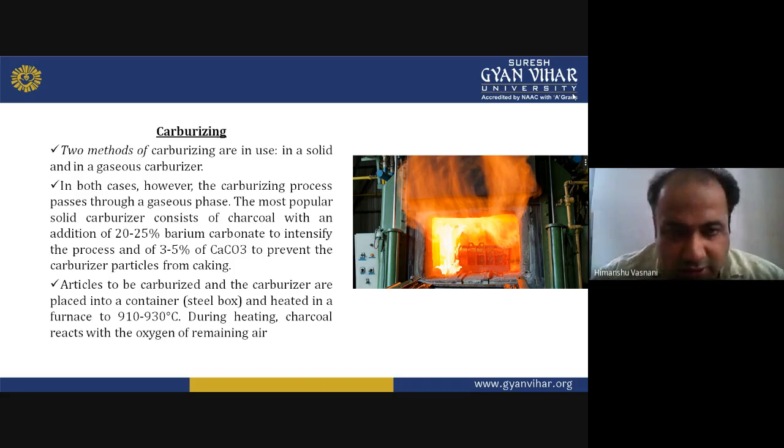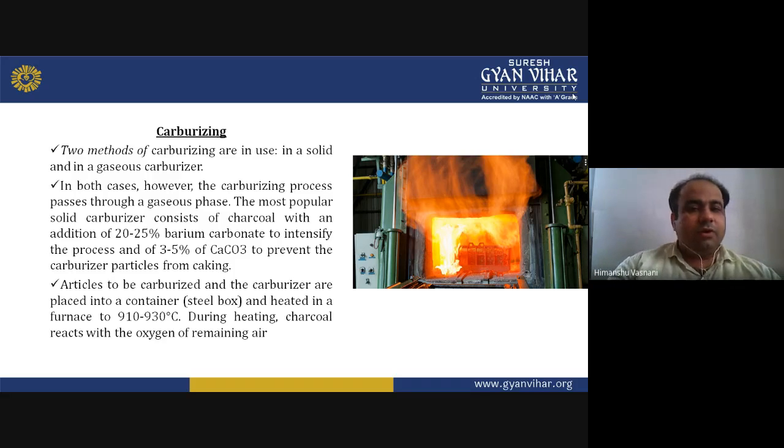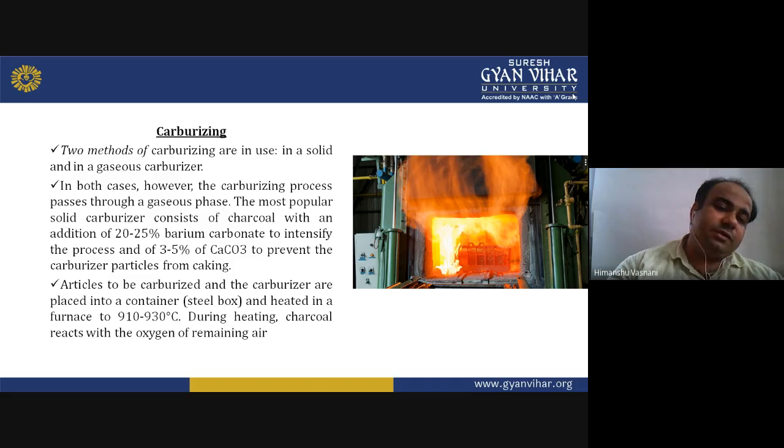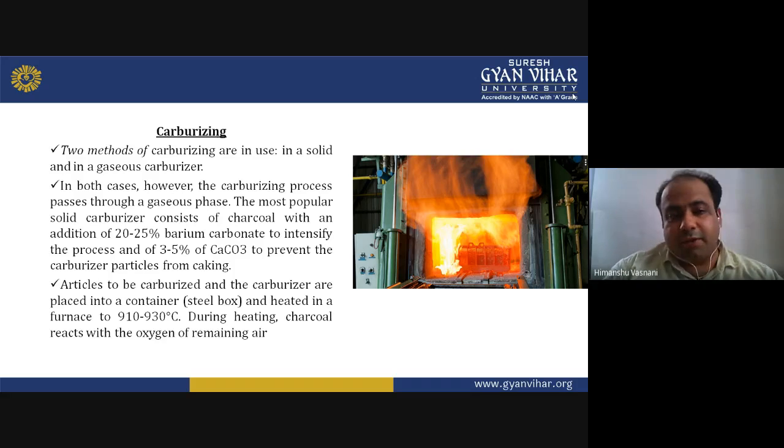The most popular solid carburizer consists of charcoal for carbon with an addition of 25% barium carbonate to intensify the process, and then 3 to 5% of CaCO3 to prevent the carburizer particles from caking. Caking means bundles of this powder, this carburizer particle.